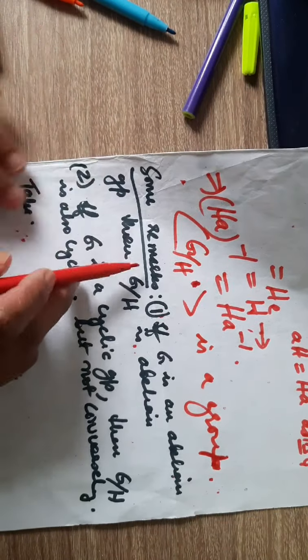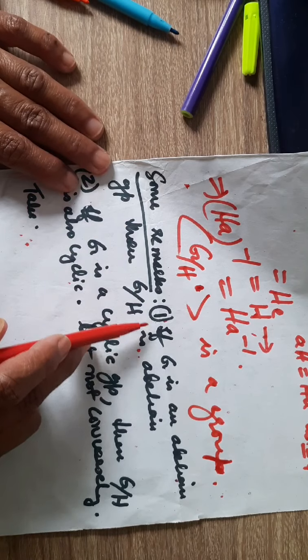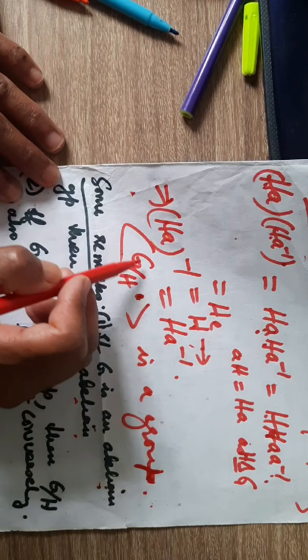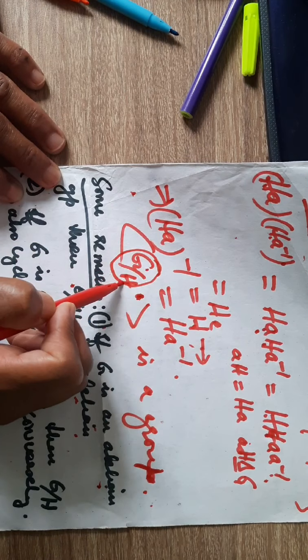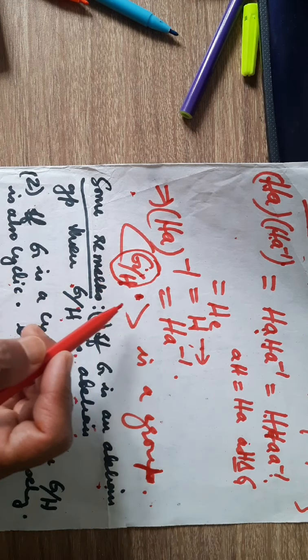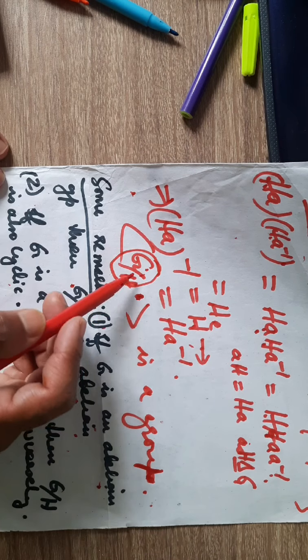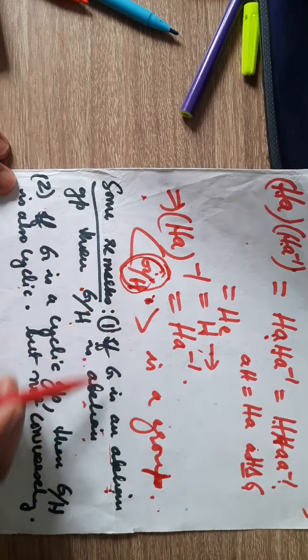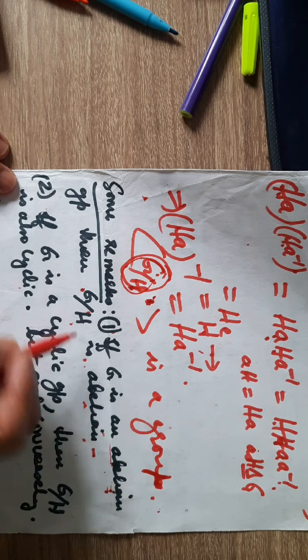Now there are some important remarks. Number one is, if G is an abelian group, then the quotient group G by H is abelian. Note that this set G by H, which contains all the left or the right cosets of H in G, is called the quotient group. So now if G is an abelian group, then the quotient group G by H also will be abelian. So you can see the proof.